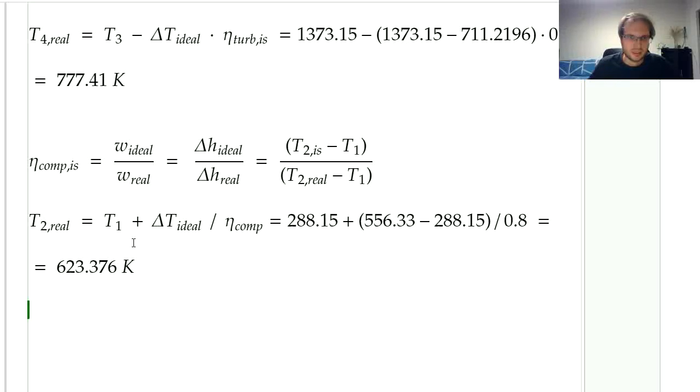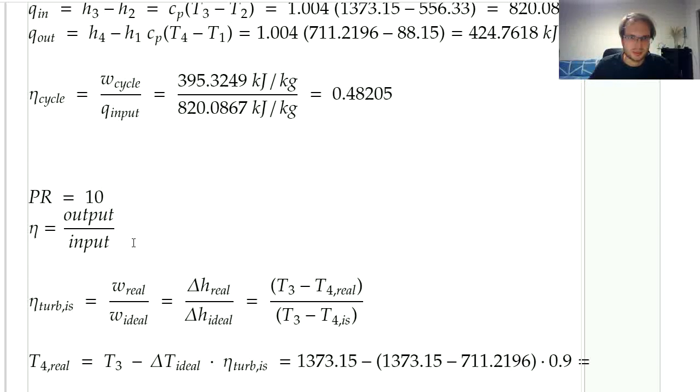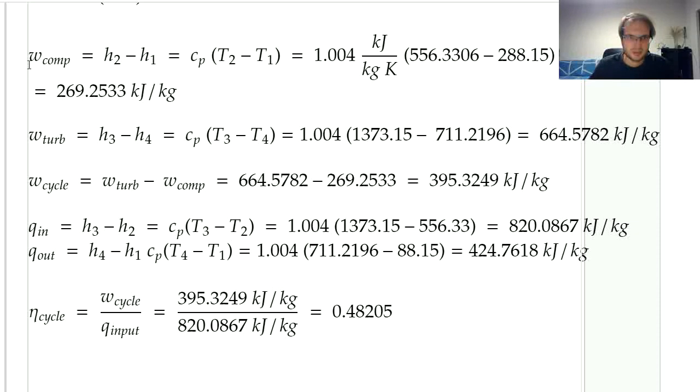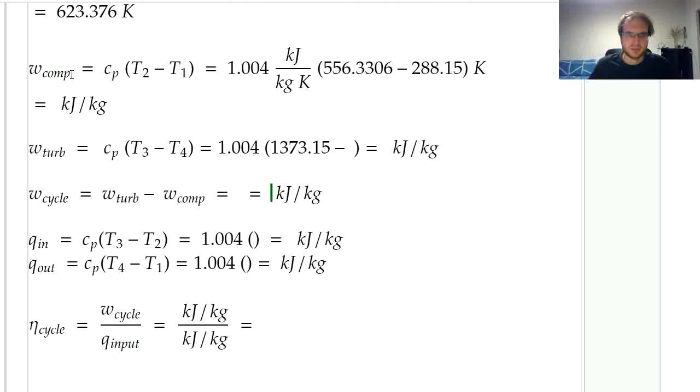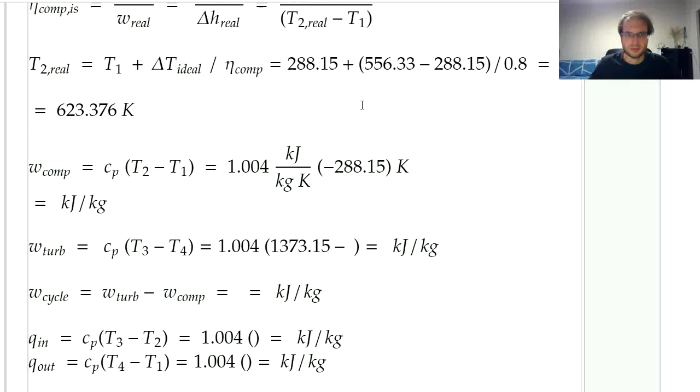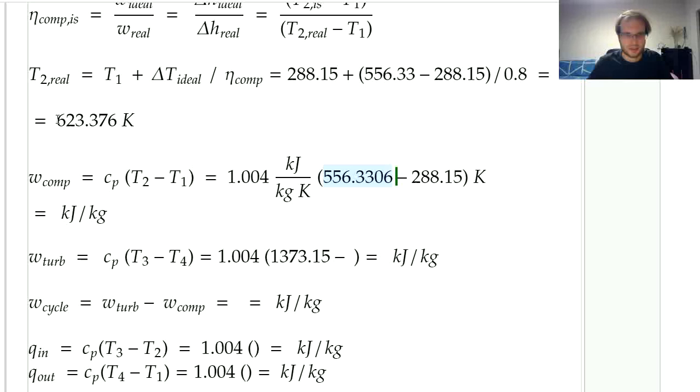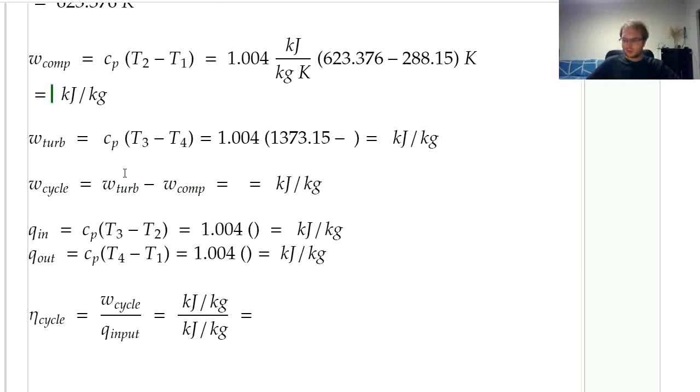Now the work and efficiencies of the system will work basically the same. Starting with the compressor work, Cp times delta T, Cp stays the same. The temperature difference, the temperature T2 after the compressor, we just calculated that it's not 556, but that it's 622. So the work of the compressor in this case will be 336.57 kilojoules per kilogram.